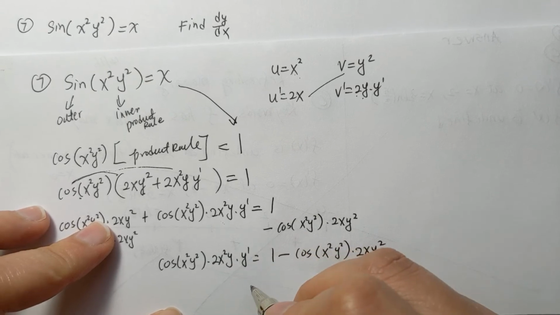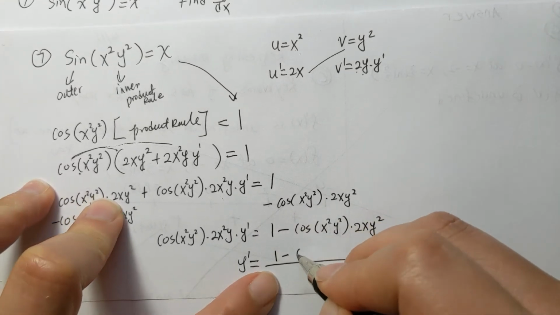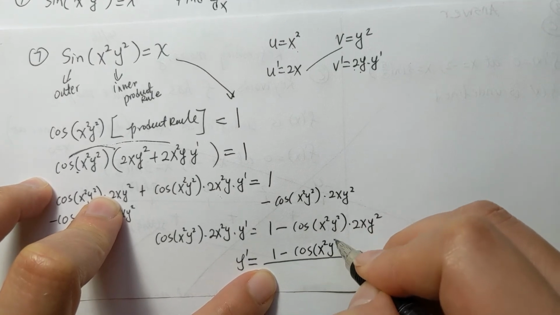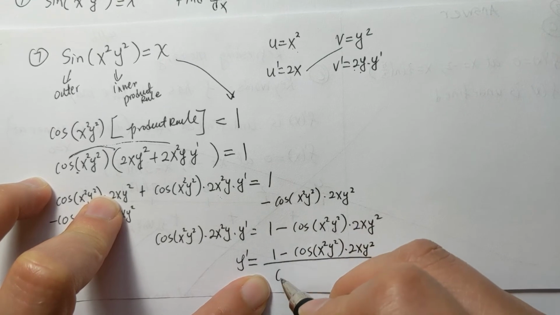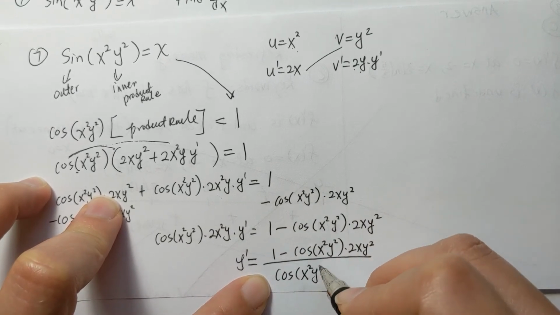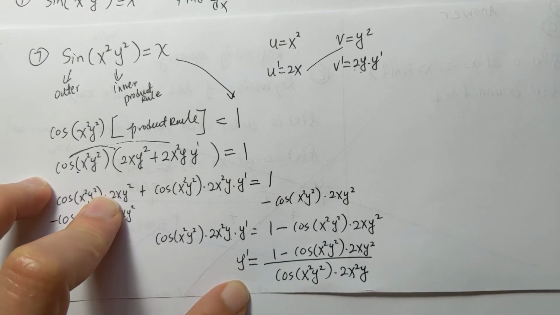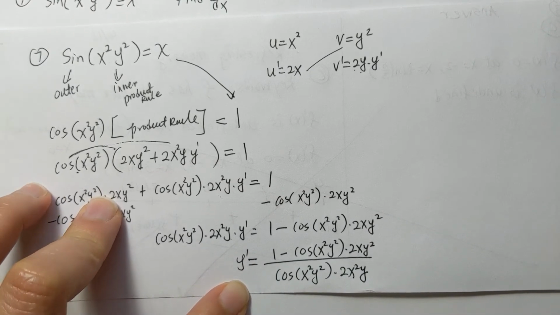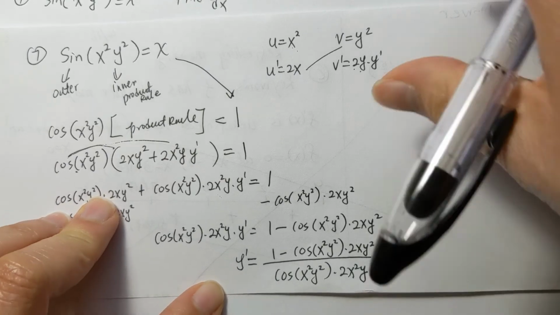And divide this. This goes to the denominator. So we finished question number 7. Let's take a look at number 8.